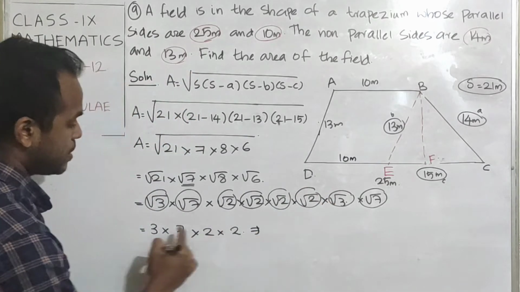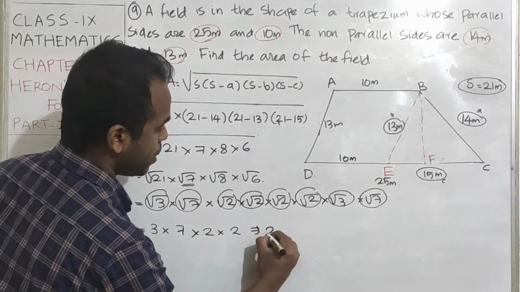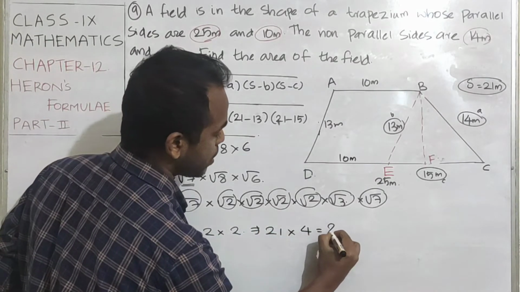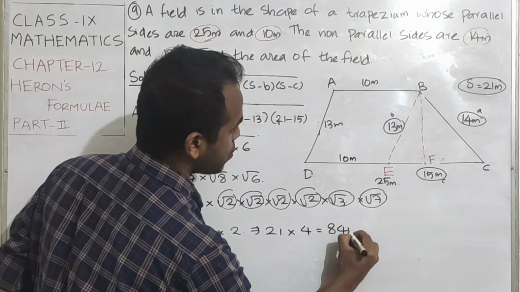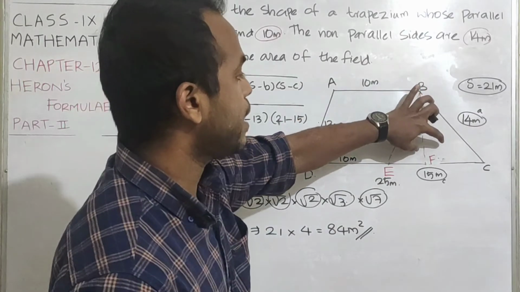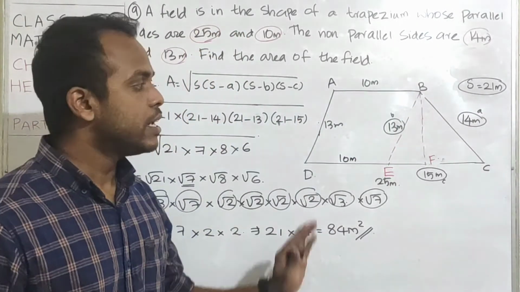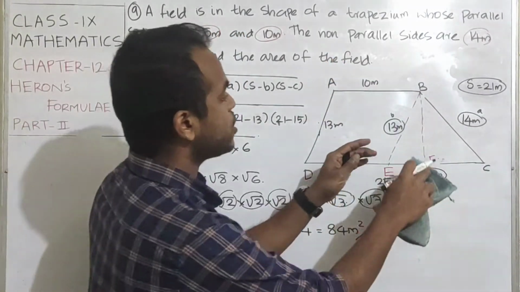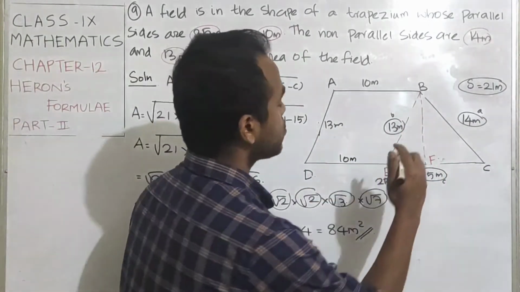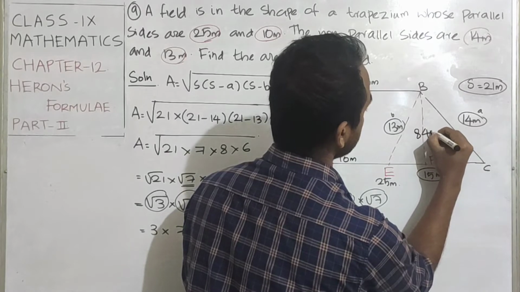Now what's the answer? 3 into 7 is 21. Then 2 into 2 is 4. So you will get the total area as 84 meters square. What is this area? Area of this triangle is 84 meters square. Now we need to find the area of this portion, which has been found by us to be 84 meters square. So I will write it here, 84 meters square.